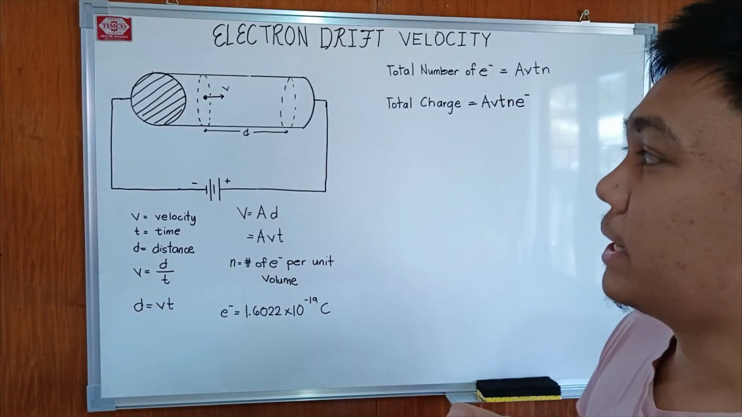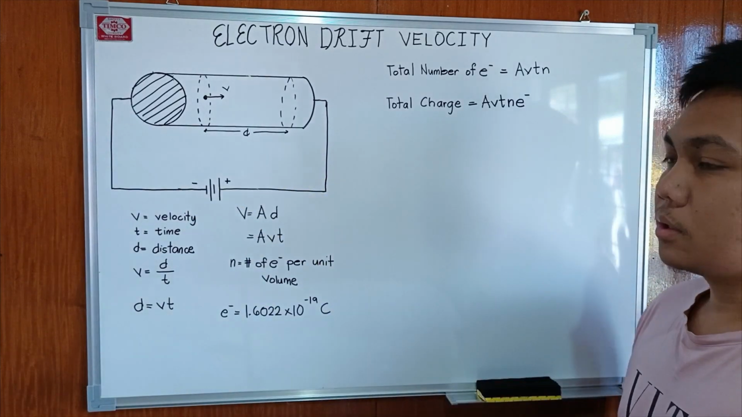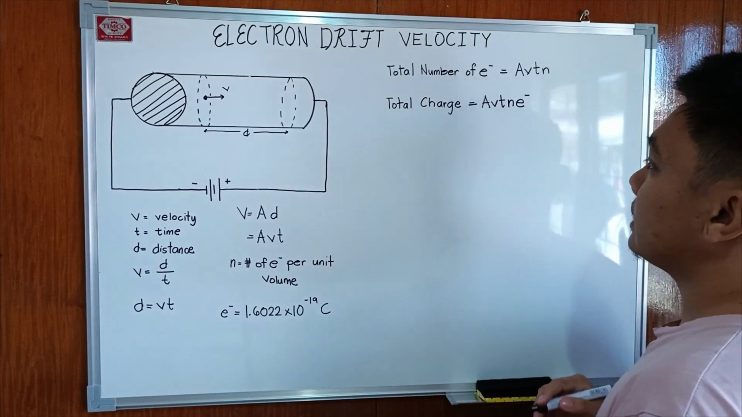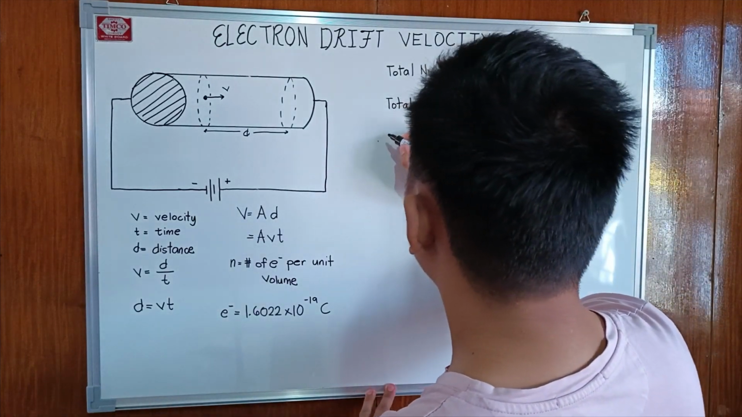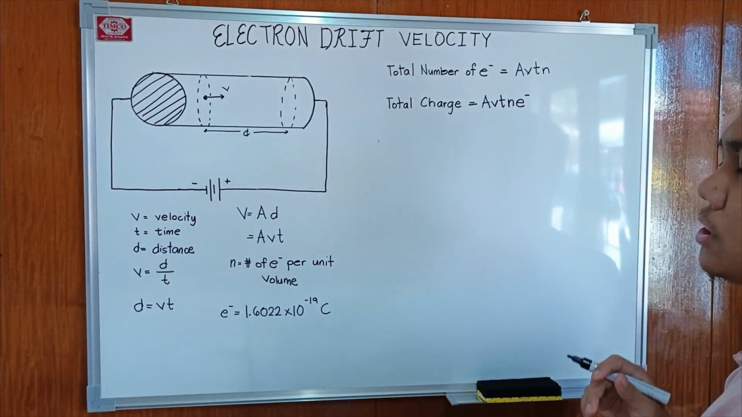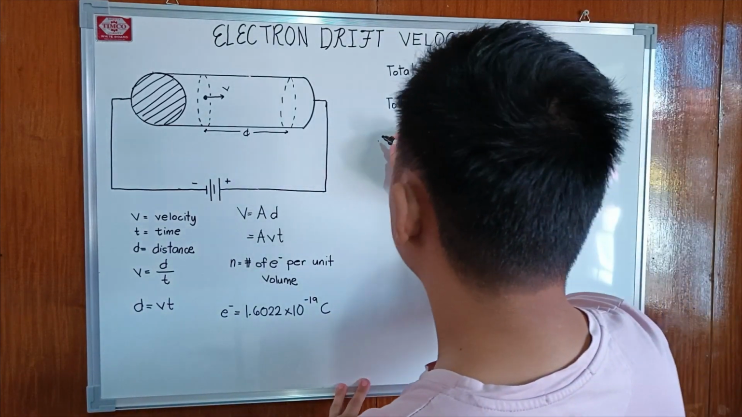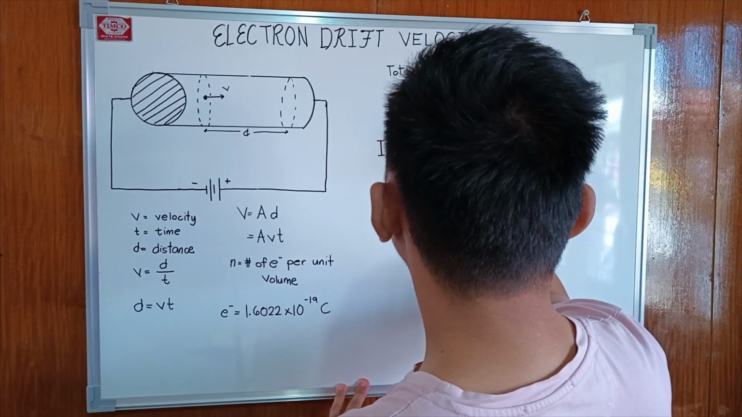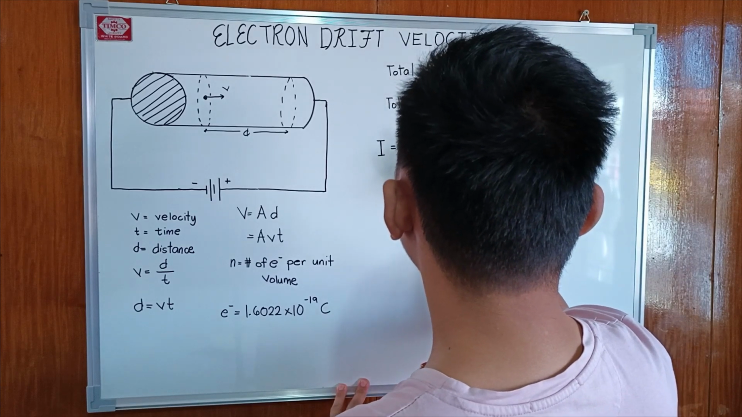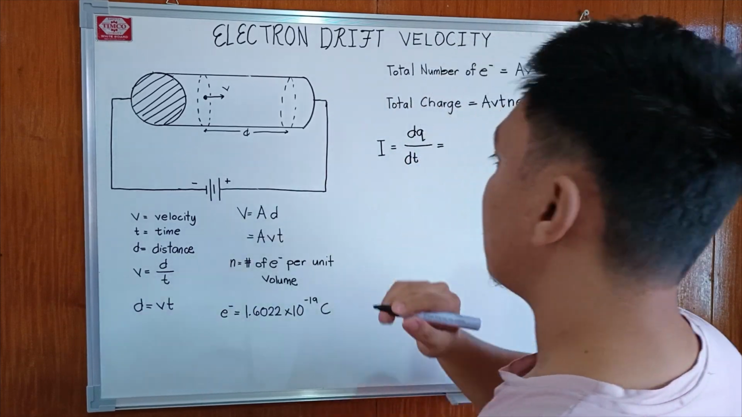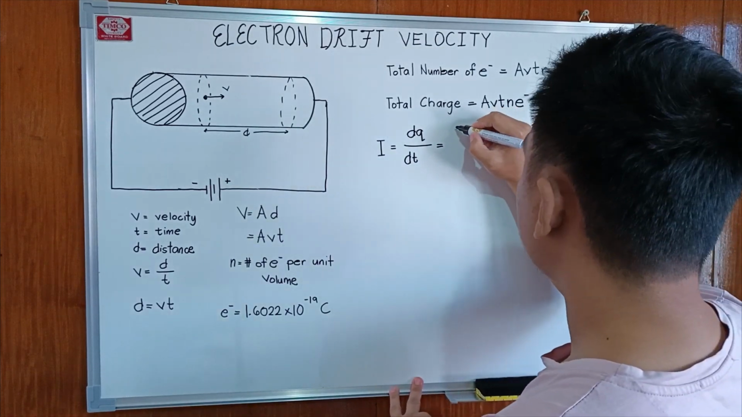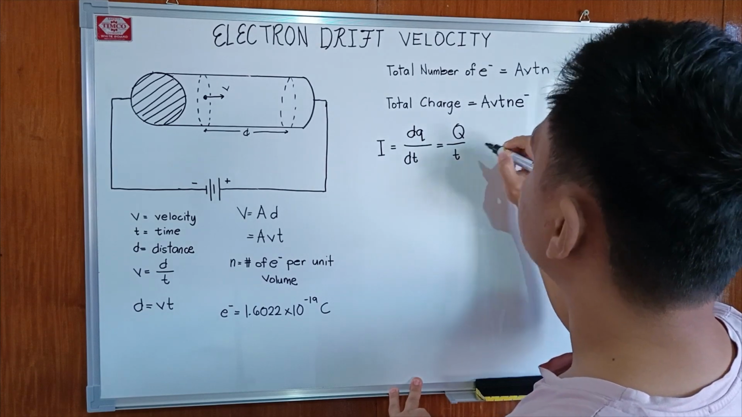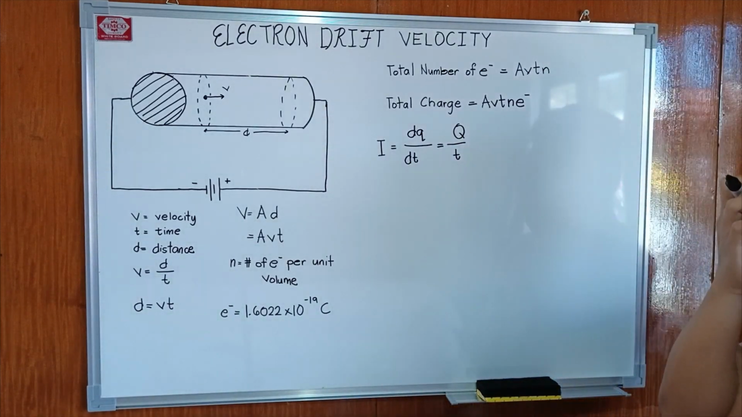And then since nag-apply tayo ng potential difference, magkakaroon tayo ng current, di ba? So recall natin ang current is the rate of flow of charge. Tama ba ako? So I is now dq over dt, or sa iba, q charge divided by time. So ito yung ginagamit namin sa EE.